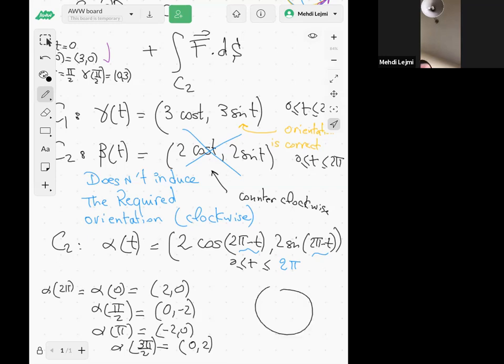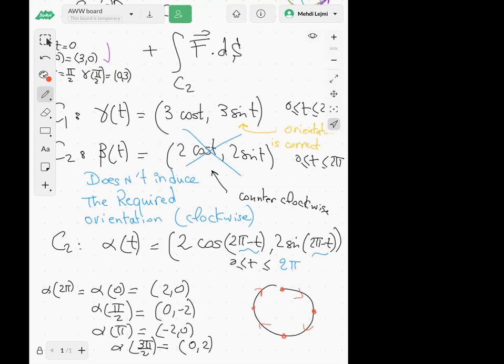So you have your circle, and you start at (2, 0), but then you go to (0, -2), and then you go to (-2, 0), and then you go to (0, 2). So it would be clockwise. You see what I'm saying? That's why I changed it, but the interval is the same. T is between 0 and 2 pi.